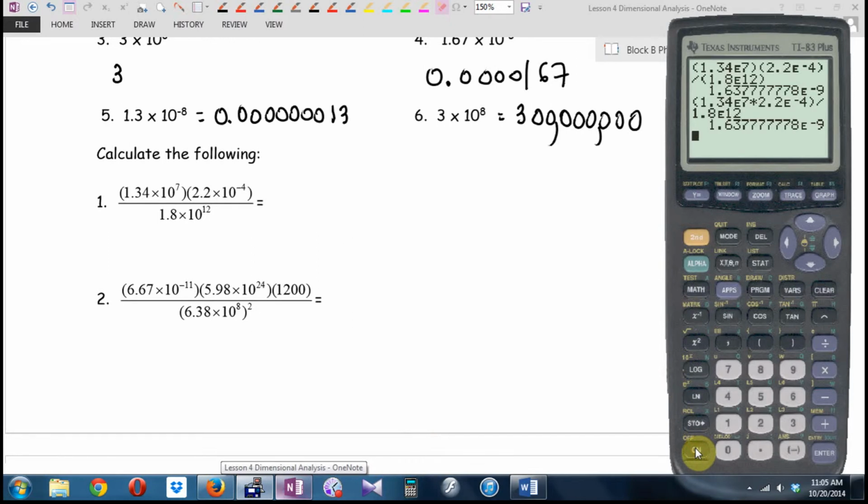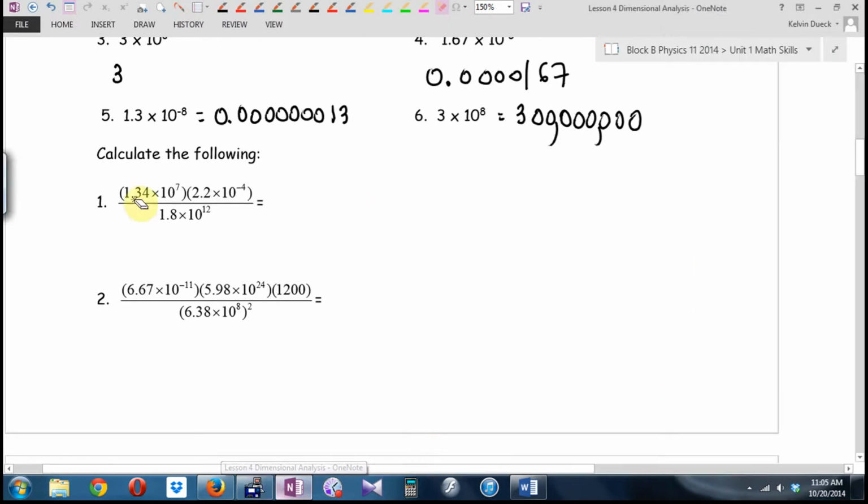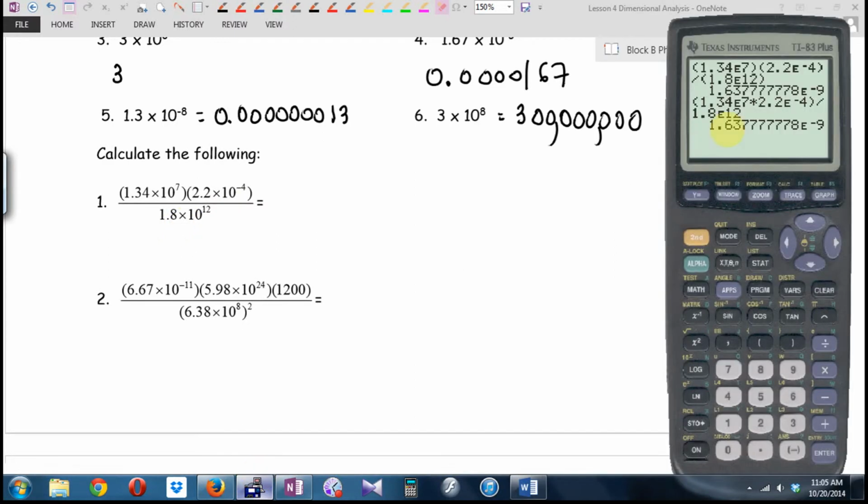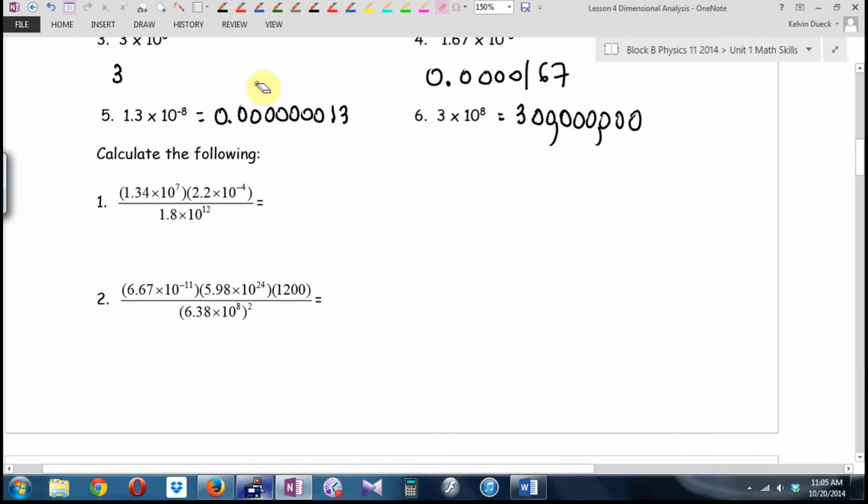Oh, hey, you know what? How many sig figs? 3. How many sig figs? 2. How many sig figs? When you're multiplying, the rule is fewest number of sig figs. So even though my graphing calculator gives me all that, it's just going to be 1.6 times 10 to the -9.